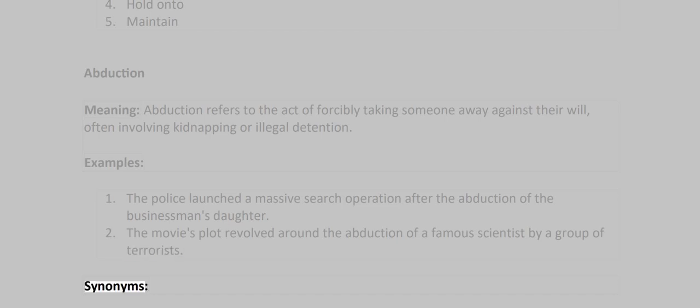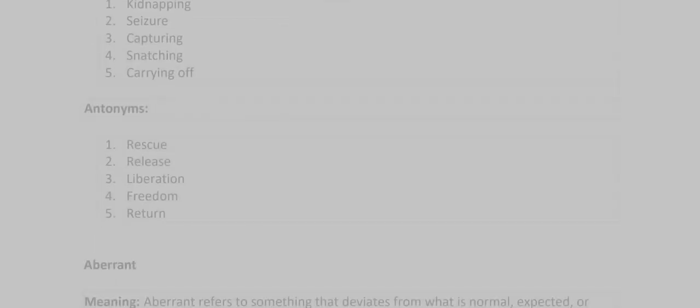Synonyms: 1. Kidnapping. 2. Seizure. 3. Capturing. 4. Snatching. 5. Carrying off. Antonyms: 1. Rescue. 2. Release. 3. Liberation. 4. Freedom. 5. Return.